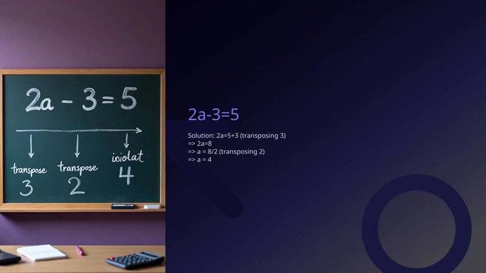So the key takeaway here is that solving for a involves isolating the variable by undoing the operations around it, adding, subtracting, multiplying, or dividing, step by step. This process helps us find the value of a, which in this case is 4.